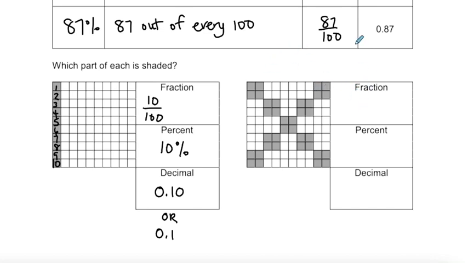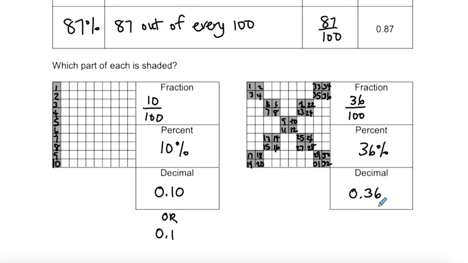Now let's take a look at this next example. Again, I want to figure out how much of this shape is shaded in. So I start by counting my squares. 1, 2, 3, and so on up to 36. So 36 out of 100 squares are shaded. Our percentage is just the numerator, so it's 36%. And as a decimal, it's 36 hundredths. So I have to make sure that my last digit is in the hundredths place value.